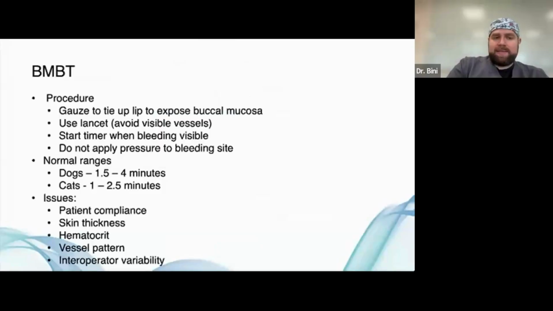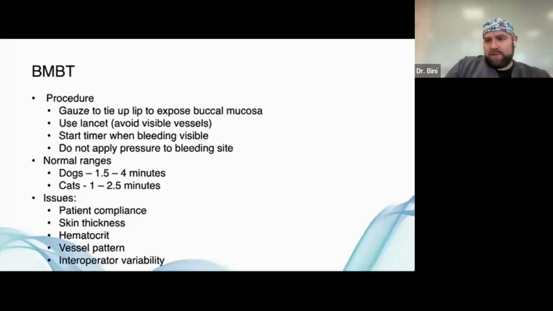Again, BMBT is something that's used to assess your primary hemostasis. Usually you need to use a gauze to tie up the lip of the buccal mucosa. So usually, roll gauze and you hold it up. You can use a lancet, and you need to try to avoid visible vessels that will hinder your test. If you do hit one of those, you need to start a timer when the bleeding is visible, and then you should not apply pressure to the bleeding site. If the bleeding stops in 1.5 to 4 minutes, that's normal in dogs, and between 1 to 2.5 minutes, that's normal in cats.